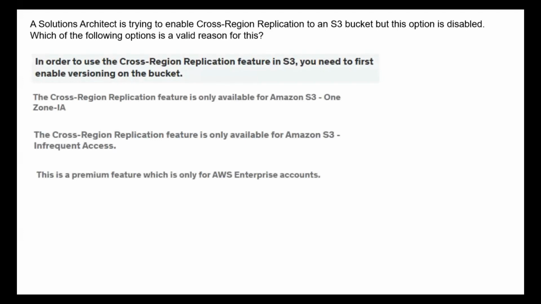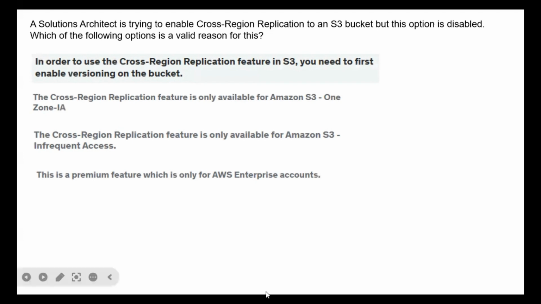In order to use the cross-region replication feature in S3, you need to first enable versioning on the bucket. The cross-region replication feature is only available for S3 one-zone IA, or only for S3 infrequent access. This is a premium feature which is only for AWS enterprise accounts.